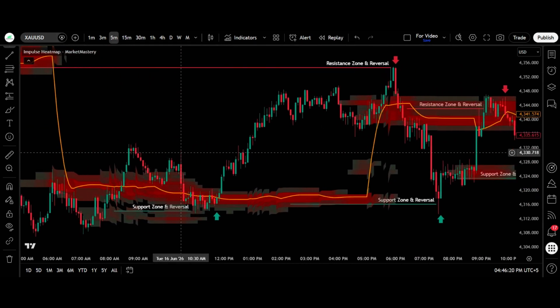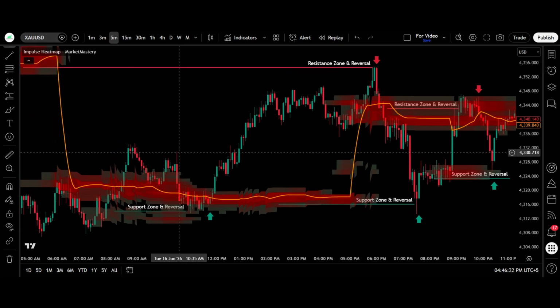This is the simplest way to trade using the Impulse Heat Map indicator.